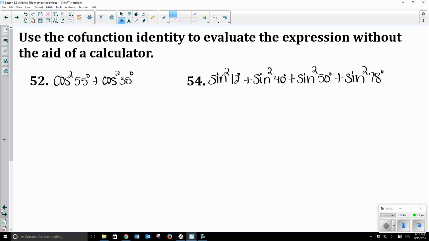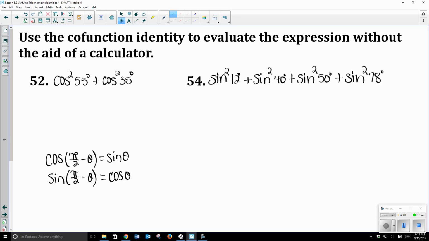You remember we learned in chapter 4 that cosine of pi over 2 minus the angle is equal to sine of the angle. And you learned that sine of pi over 2 minus theta is equal to cosine of the angle.